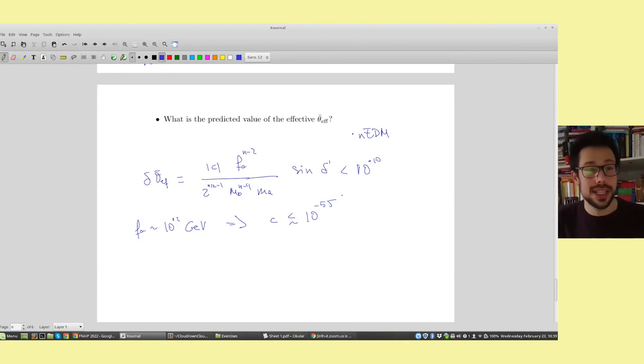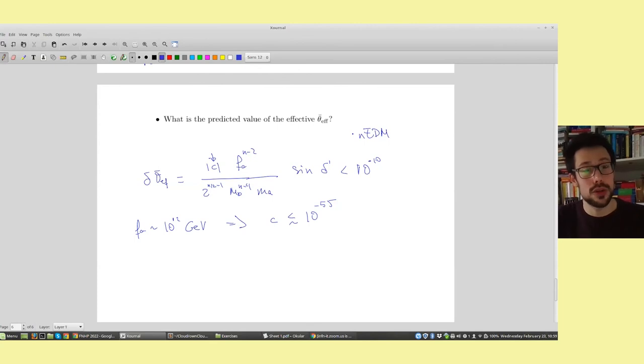The conclusion that we're getting here is that if you add any operator that breaks the Ph.D symmetry, such as the one that we are considering, then in order to solve the strong CP problem, this operator needs to have a really small coefficient. It needs to be almost zero. Otherwise, it will completely spoil the solution of the axion. And this is why it is called the Ph.D quality problem.